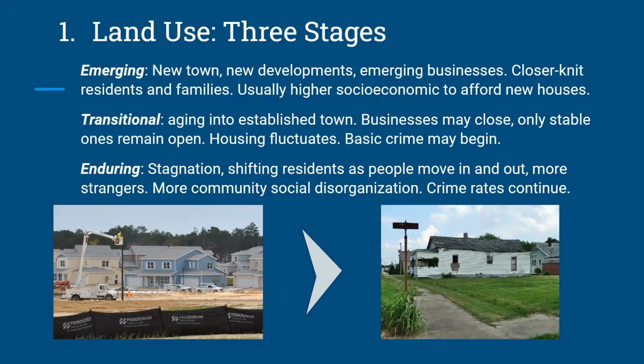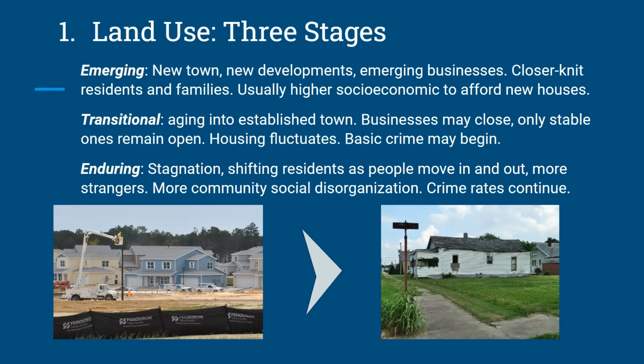After a few years, it can go into the transitional stage, which is the second stage, and this is where it's aging into a more established town. The businesses may begin to close and open, and only the stable ones will remain open. Housing also will fluctuate, and this is when the basic crime rates may begin.